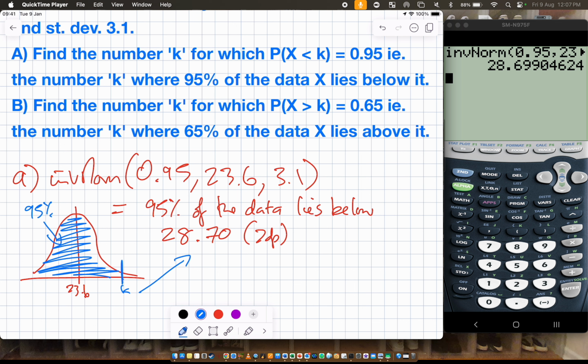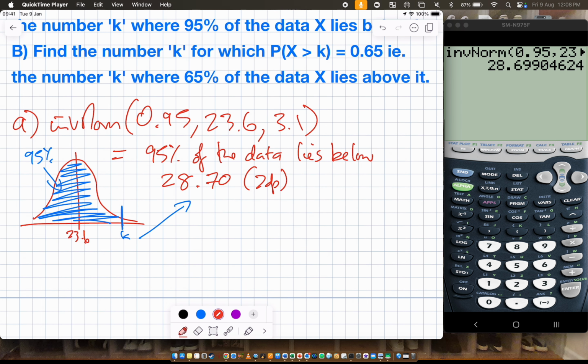But if I look at B, do I have to do an extra step of thinking if I have an older calculator? Because it's asking which is the number where 65% of the data is above it. You guys with a newer calculator, can you set the tail to the right? So you would just set your area to 0.65, tail to the right. We have to think a little bit, okay? We have an older calculator.